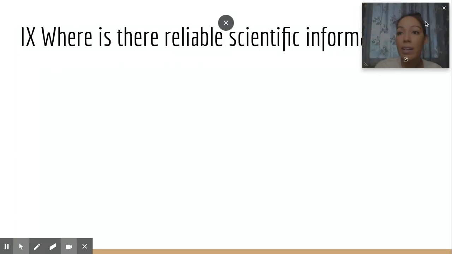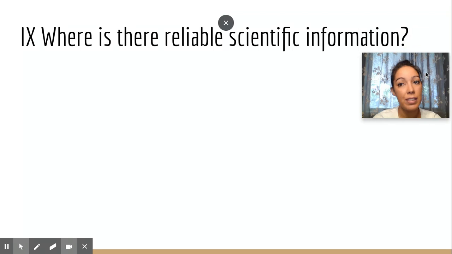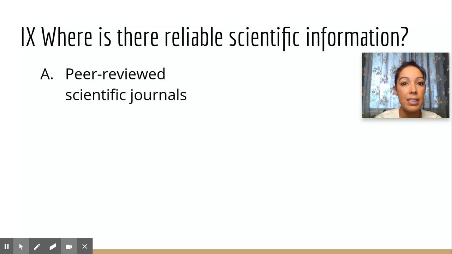So where can I find reliable scientific information? If I'm trying to do some research, to plan a test, to plan my investigation, where can I actually find that reliable information? Well, you don't just want to go straight to Google and type in the title of your experiment, because anybody on the internet can post anything and it may or may not be reliable.